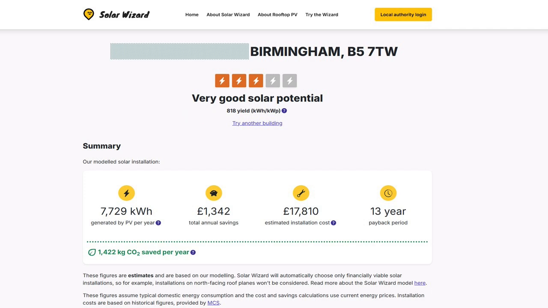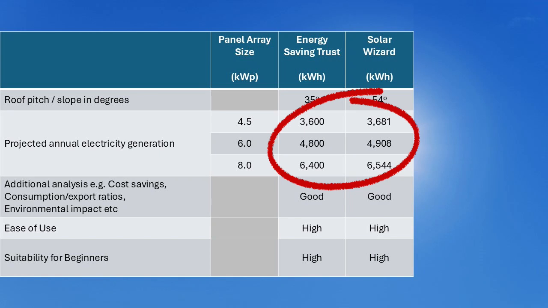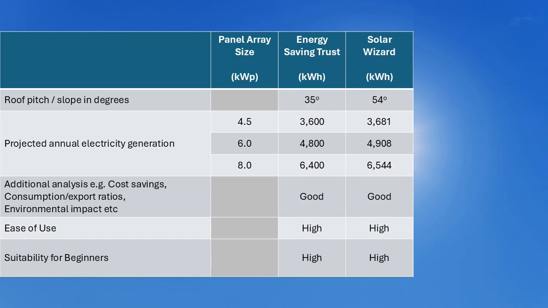panel capacity. Simple multiplication will then give figures of 3681 kilowatt hours, 4908 kilowatt hours and 6544 kilowatt hours for panel array sizes of 4.5 kilowatt peak, 6.0 kilowatt peak and 8.0 kilowatt peak respectively. Although these results are slightly different to those seen earlier, they are within a couple of percentage points, and so either set of figures could be used to give a good initial working estimate of the probable electricity generation.